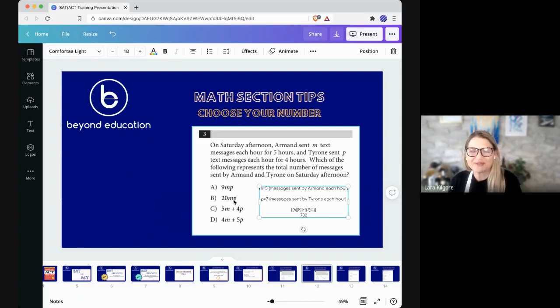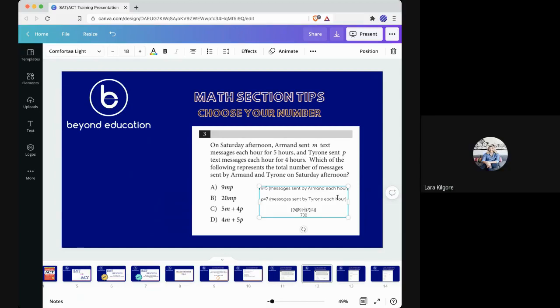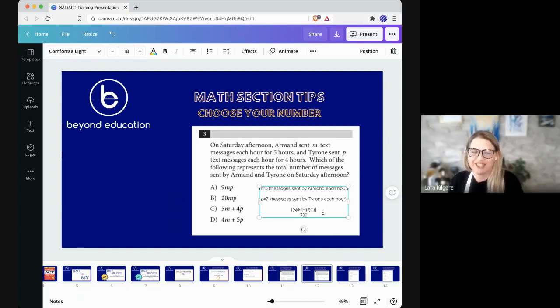So A and B, we should be able to eliminate. And it was C or D. And so then it's just making sure you're getting the 5 associated with the M correctly and the 4 associated with the P. Thank you, Monica, for catching that. And by the way, here's a great vulnerable moment of every so often you might work out a problem and then have to be like, okay, wait, let's backtrack. Got ahead of myself.